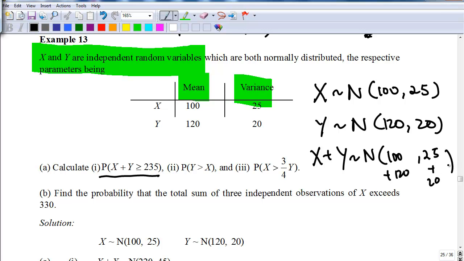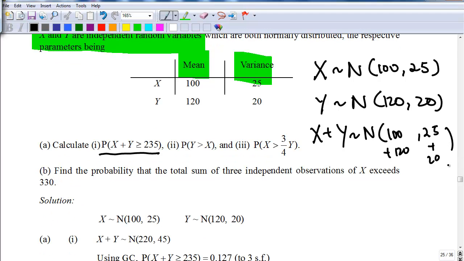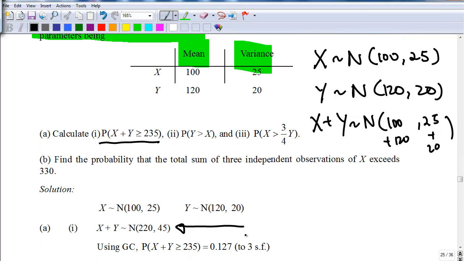Okay, so if I do that, then straight away I have the distribution for X plus Y. And using the GC, I can straight away compute the answer for probability X plus Y bigger than or equals to 230, and 0.127 is your answer. Okay?